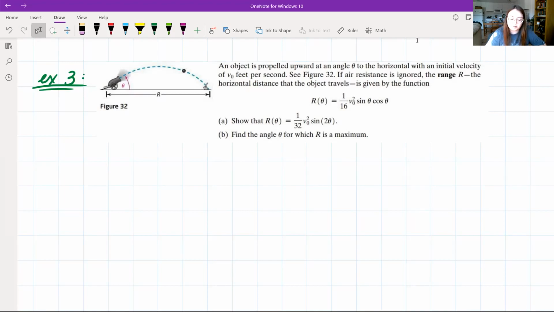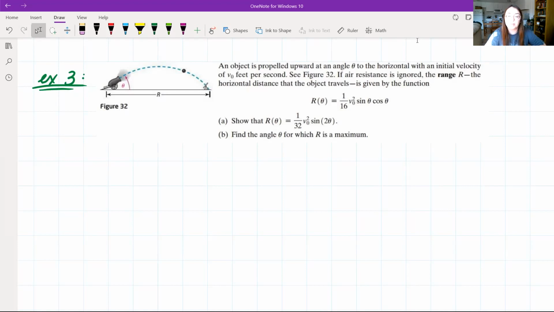So figure 32 shows kind of how this is working. Looks like we're working with a cannon and a cannonball. If air resistance is ignored, so no air resistance, the range r, the horizontal distance that the object travels, is given by the function r of theta is equal to 1/16 of v naught squared sine theta cosine theta.